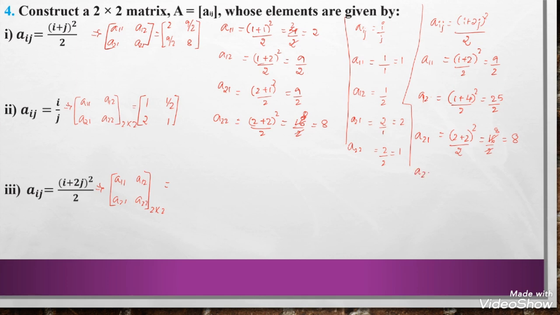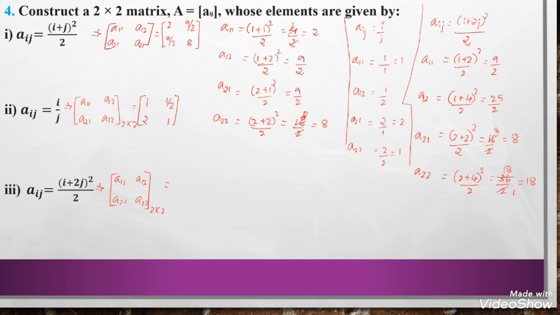Next, A22, that is, i will be 2 plus j will be 2. 2 into 2 is 4, whole square divided by 2. That is 2 plus 4 is 6, 6 square is 36 divided by 2. 2 eights are 16, that is 18. The value becomes 18.